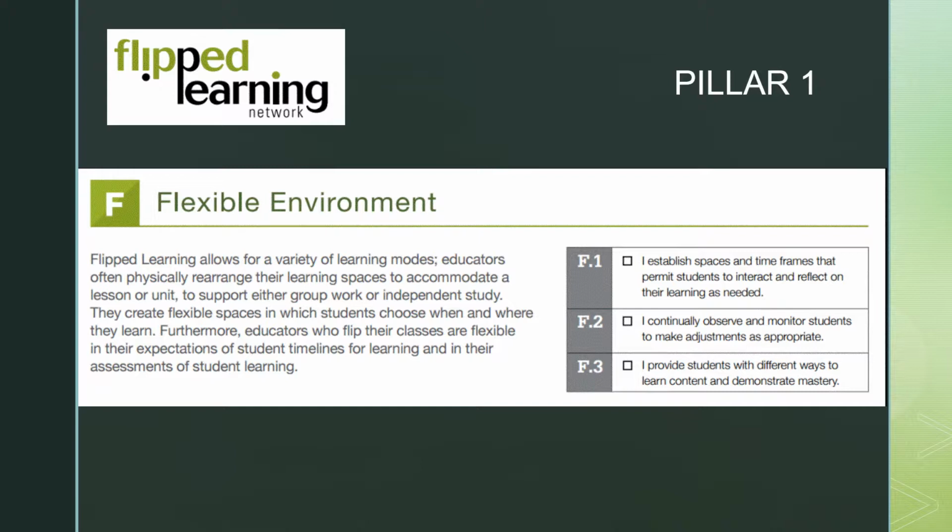of student learning. The indicators for flexible environment are: I establish spaces and time frames that permit students to interact and reflect on their learning as needed. I continually observe and monitor students to make adjustments as appropriate. And I provide students with different ways to learn content and demonstrate mastery.